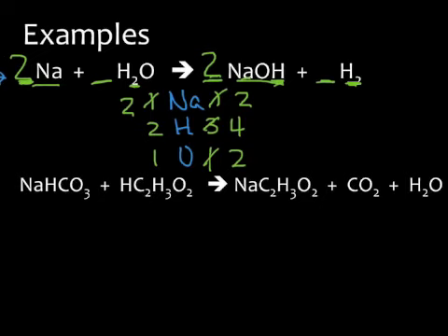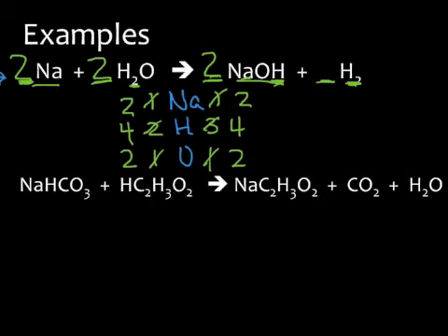I can just put a 2 in front of there, so now I have 2 of those. And then to fix my hydrogen, since I have 4 on the right, I'm going to put a 2 in front of these, again only changing coefficients. So I'm going to recount that. Now I have 4, and then I have 2 oxygen. So now I have 2 and 2, 4 and 4, 2 and 2, so that means that that one is balanced.